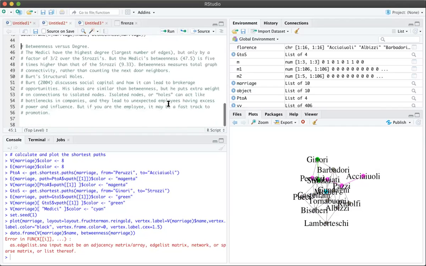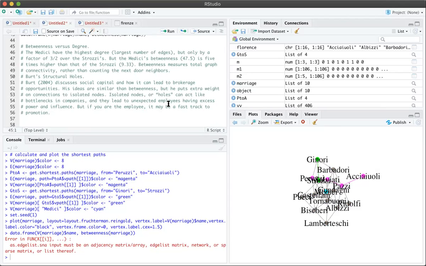Betweenness versus degree. The Medici have the highest degree, or the largest number of edges, but only by a factor of 3/2 over the Strozzis. But the Medici's betweenness, which is 47.5, is 5 times higher than that of the Strozzi, which is 9.33. Betweenness measures total graph connectivity rather than counting the next-door neighbors.